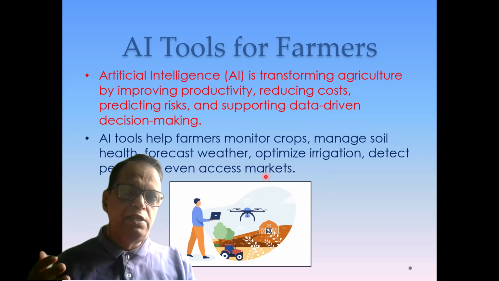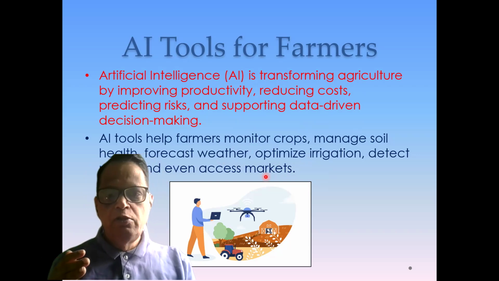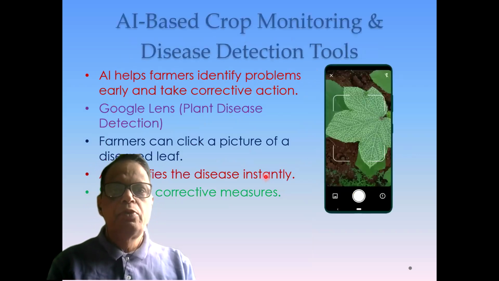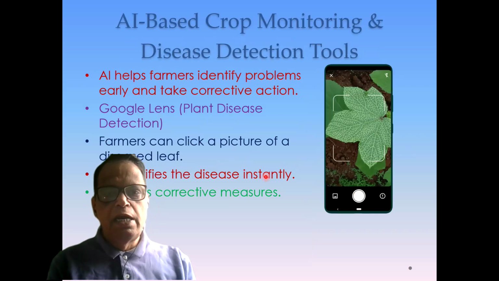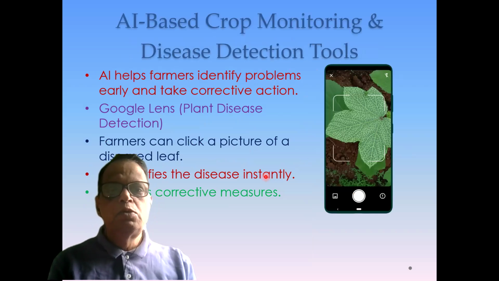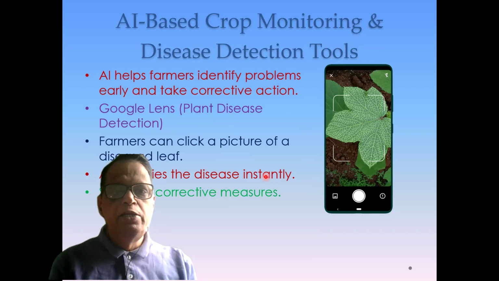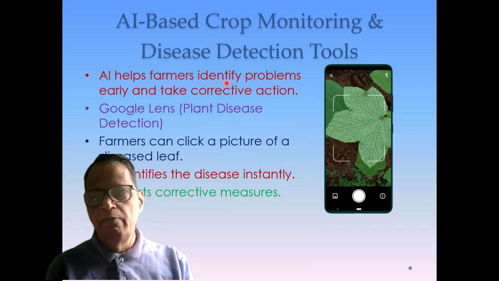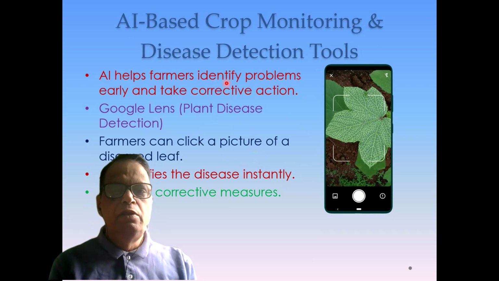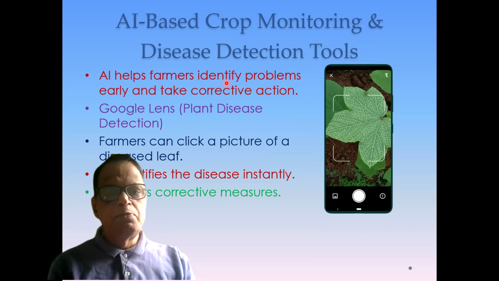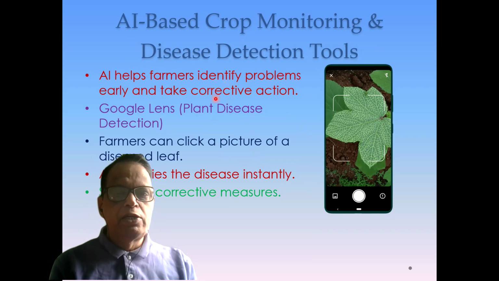So there are different phases of agriculture. All through these phases, one can make use of AI tools. So let us understand some tools for monitoring and disease detection. The farmers can identify problems early. If there are any problems with the crops, then they can be identified and we can take corrective action.